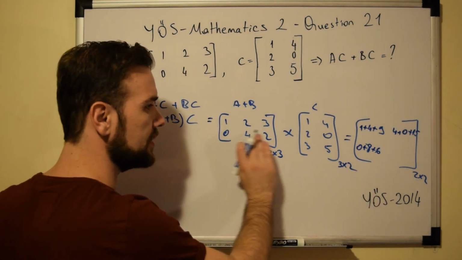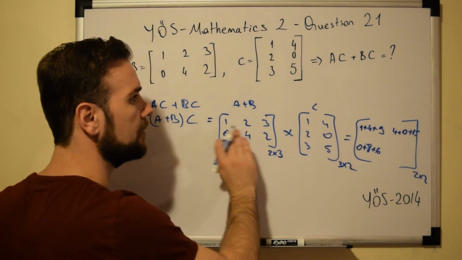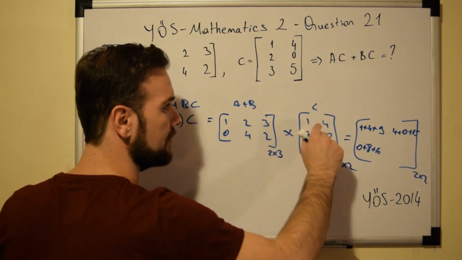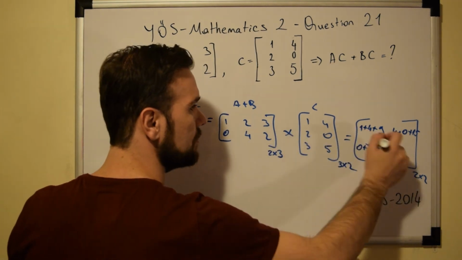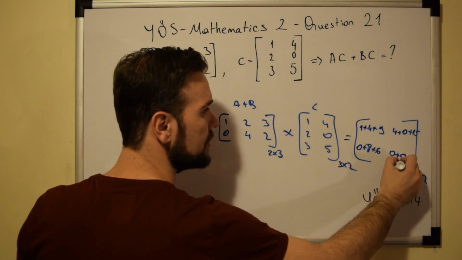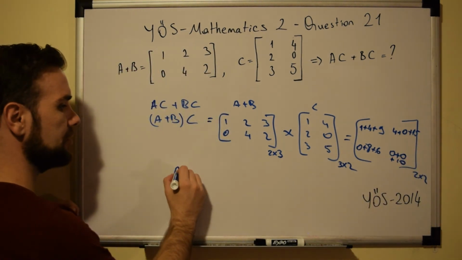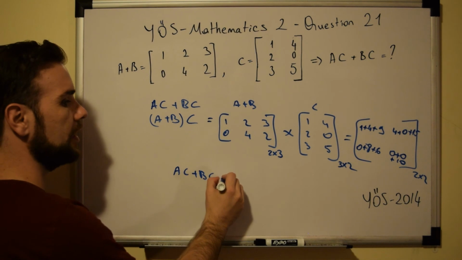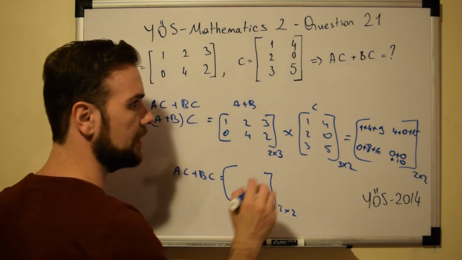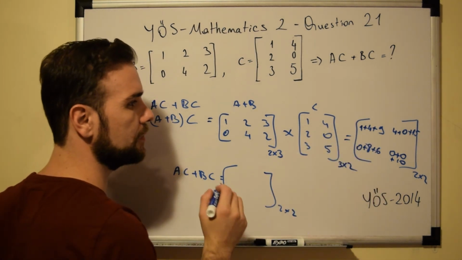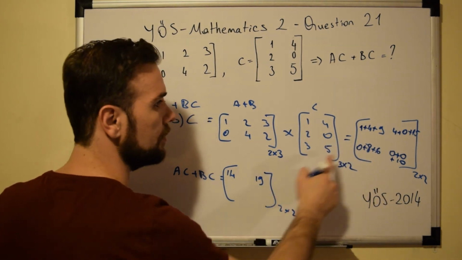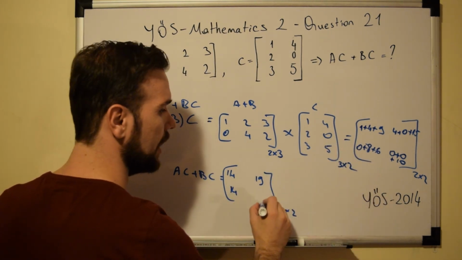And now the second horizontal line of matrix A plus B by the second vertical line of matrix C. So we have 0 times 4 is 0. 4 times 0, it's 0. And we have 2 times 5, which is 10. So as you can see, matrix AC plus BC is a 2 by 2 matrix, and its values are 1 plus 4 plus 9 is 14, we have 19, we have 14, and we have 10.